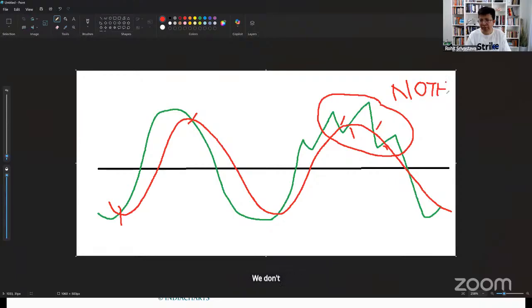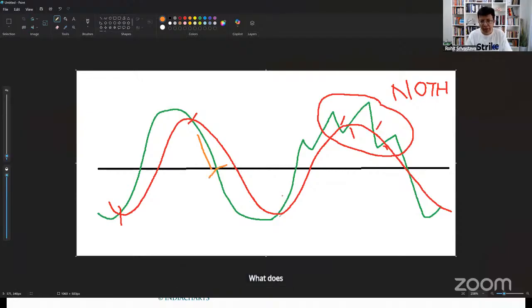We don't do anything. Why do we do nothing? Because these signals did not come before this green line came back to zero. So it's very, very important that the signals we are going to pay attention to are those only after the green line comes back to zero. So here the green line comes back to zero. After this, any buy signal is good enough.